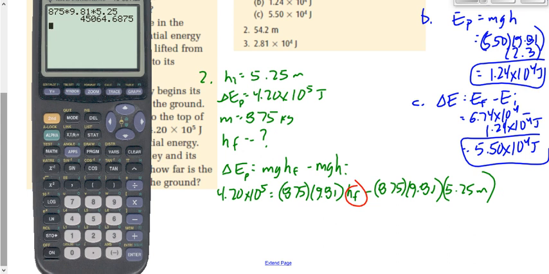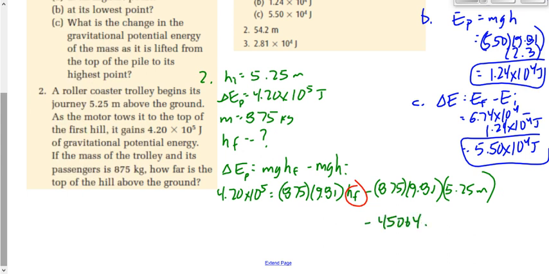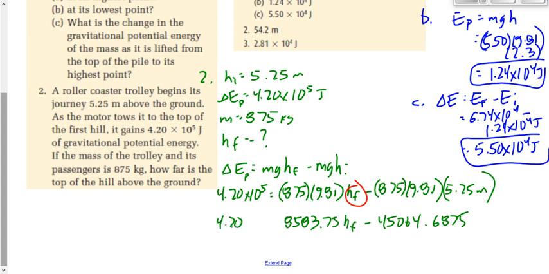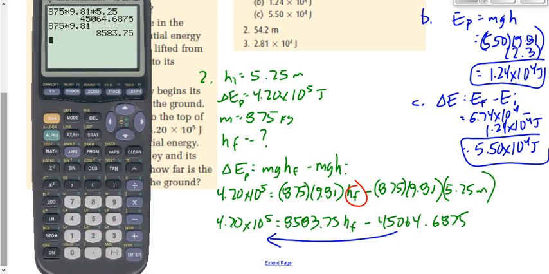And this number is 45064.6875. 875 times 9.81 is 8583.75 times the final height. What are we going to take over first? The 8.5 or the 4.5? 4.5, because it's not attached, right? Take over what's not attached first. And we're going to take that over by adding. So it becomes 4.2 times 10 to the 5 plus 45064.6875. And then we're going to divide by 8583.75. We get an answer of 54.2.